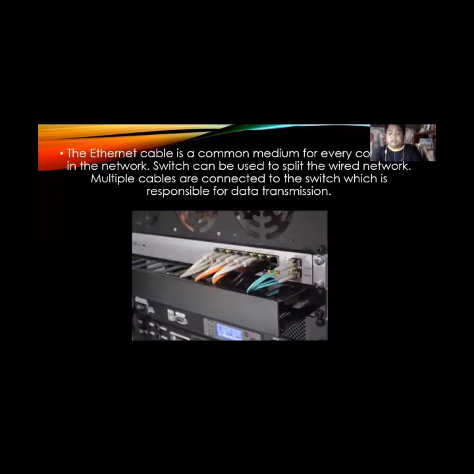The Ethernet is a cable, a common medium for every computer in the network. A switch can be used to split the wired network. Multiple cables are connected to the switch, which is responsible for data transmission. So if computer A wants to send data to computer B, the switch does not transmit the signal to all computers that are connected. The switch keeps the MAC addresses and forwards the message only when it's necessary. The switch helps the network to avoid collision.